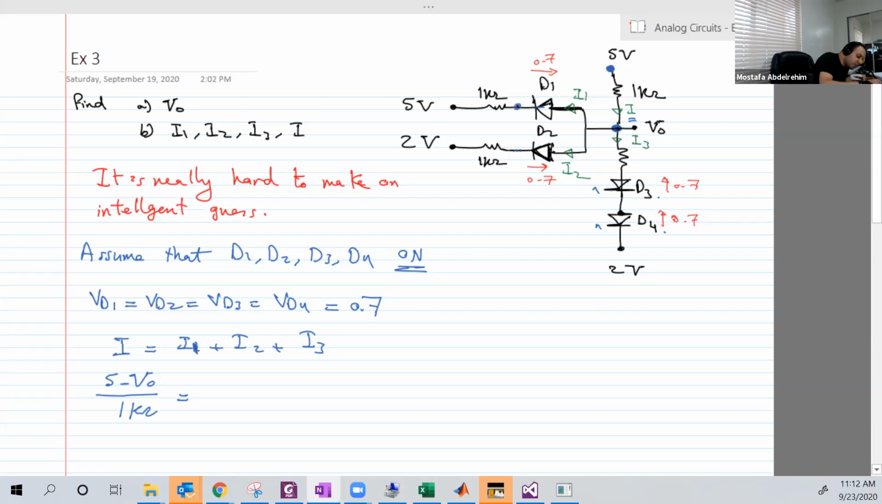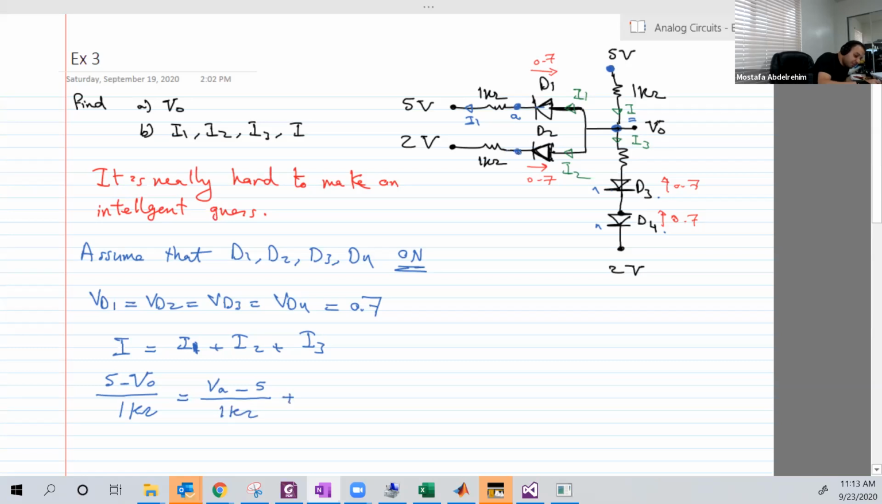So if we assume that this is called A, so this is also I1, right? Because this resistor is in series with D1. So the same current is flowing in both. So I1 can be said to be as VA minus 5 over again 1 kilo ohm.